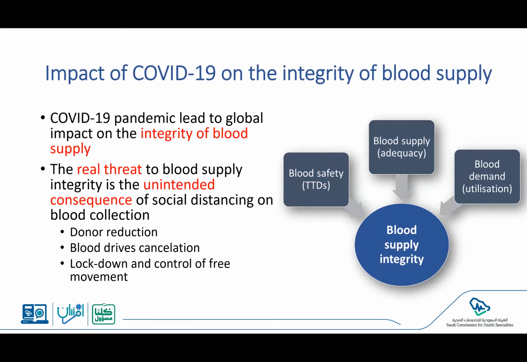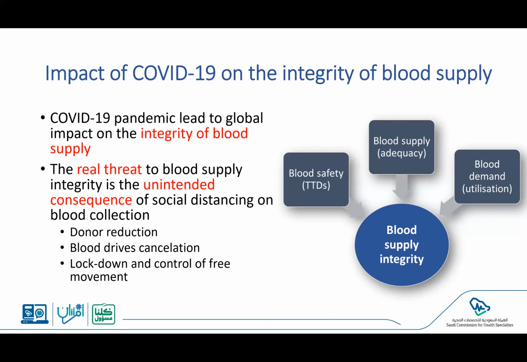The impact of COVID-19 on the integrity of blood supply could be seen in three dimensions. It is affecting the blood supply, also the blood safety, and the demands of blood and its utilization in different situations. The global blood supply has been severely affected by the pandemic of this virus, and the shortage of blood became very obvious in all blood systems, whether it is a national blood service, a hospital-based blood banking system, or mixed systems. Everybody is suffering from the blood shortage itself.